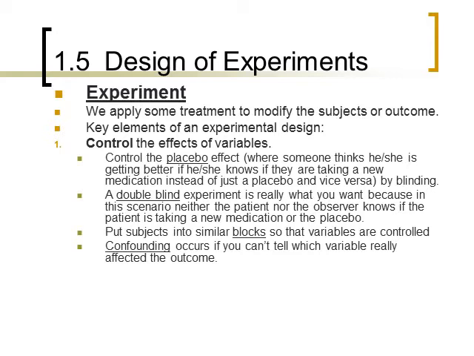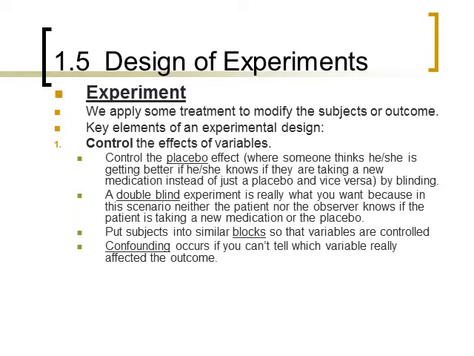So what we want to do is control that effect where somebody physically feels like they're getting better because they think they're taking medicine. So what we do is something called blinding. Blinding is where that person doesn't know if they're getting the treatment or not. So you won't have that psychological effect taking place. A double-blind experiment is really good because in that scenario, neither the patient nor the observer knows if the patient is actually getting the treatment or not.